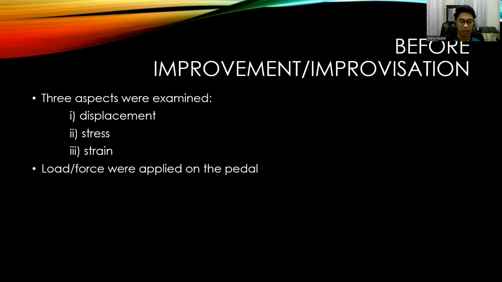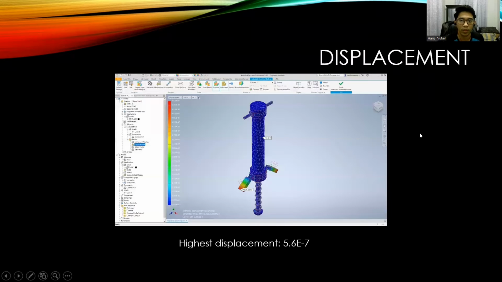The load or the force were applied on the pedal. Then we examine the three aspects after the load was applied. So this is the displacement before the improvisation was made, and the highest displacement in this project is 5.6 times 10 to the power of -7 in millimeter.